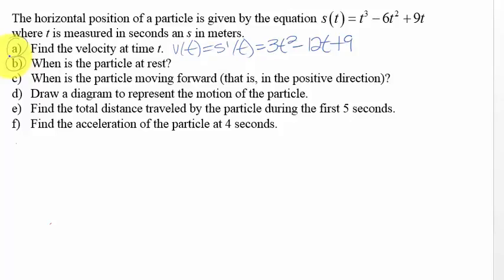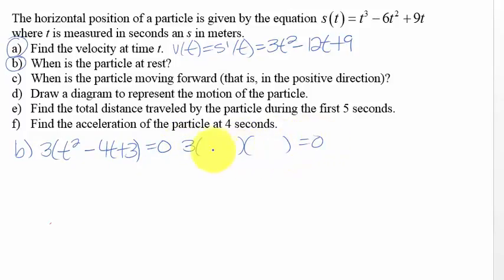Well, it's at rest if its velocity is 0. And so I'm going to take the velocity and set it equal to 0 and solve it. While I'm doing that, I'm going to factor a 3 out, and I will have t squared minus 4t plus 3. And I'm interested in when that's 0. Well, that'll factor some more. So it'll factor into t minus 1 and t minus 3. So the velocity is 0 at t equal 1 or 3 seconds.